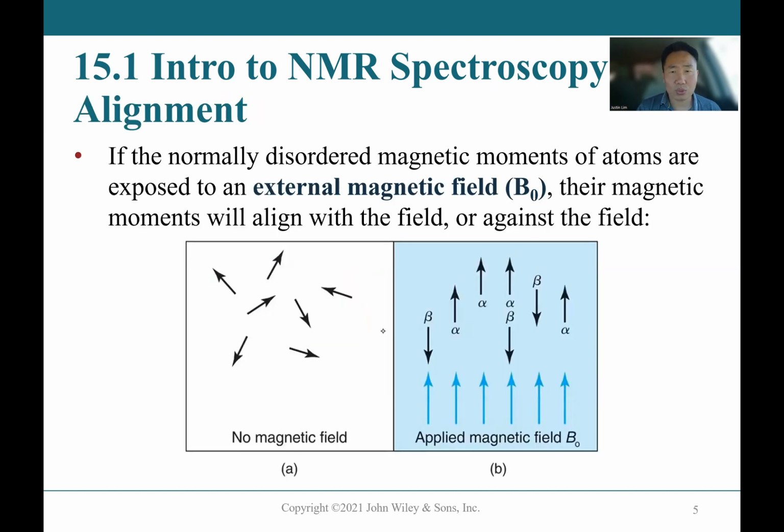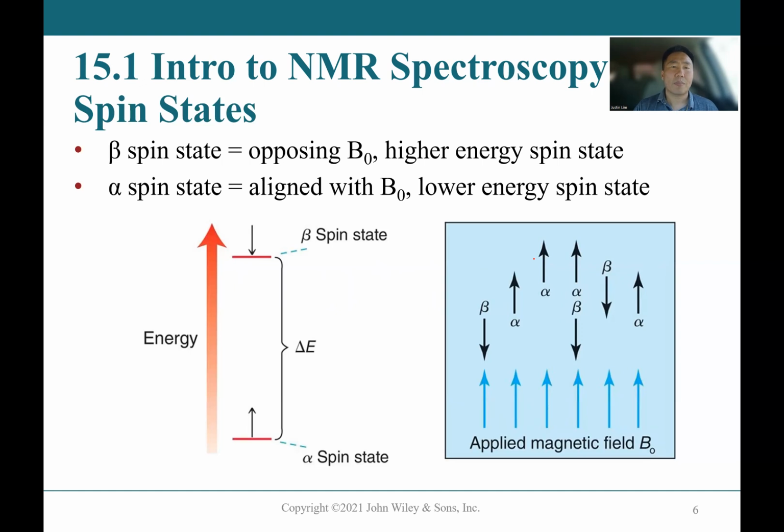If the normally disordered magnetic moments of atoms are exposed to an external magnetic field, the magnetic moment will align with the field, the alpha spin state, or against the field, that's the beta spin state. The beta spin state, opposing the external magnetic field, is the higher energy spin state. The alpha spin state is the lower energy spin state.